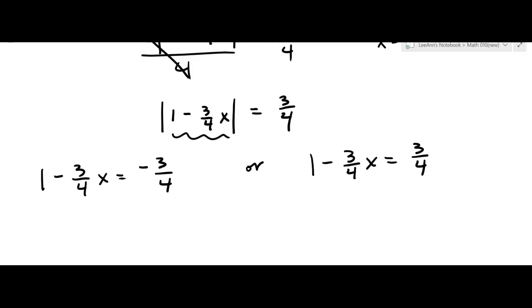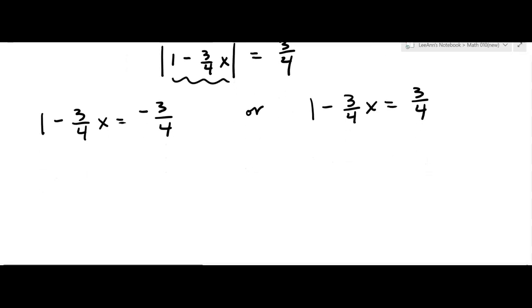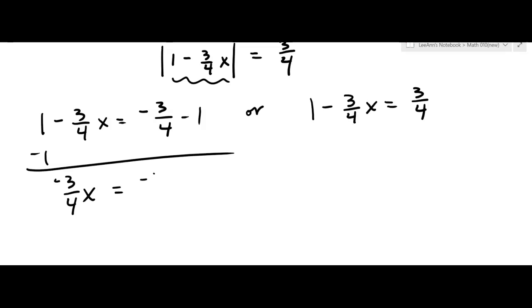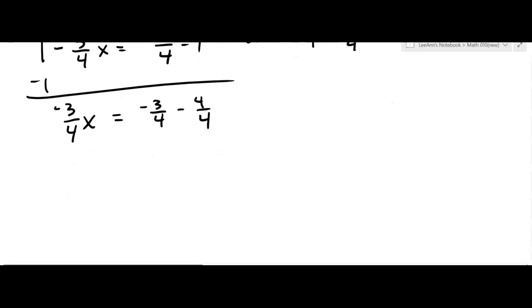All right, so now we have to solve each of these separately. So I'm going to subtract 1 from both sides. So I have negative 3/4 x equals, okay, that's negative 3/4 minus 4 over 4, right? You got to get a common denominator. Fractions are our friends. So you have negative 3/4 x equals negative 7/4. Okay, now how do you get rid of that negative 3/4? You're going to multiply by the reciprocal, which is negative 4/3.